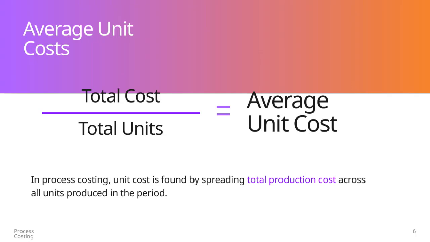Now, let's talk about how we calculate the average unit cost in process costing. The key idea here is that we take the total production cost for a period and spread it evenly across all the units produced during that time. This means we are dividing the total cost by the total units to find the average cost per unit. It's a straightforward method because it assumes every unit costs the same to produce, which makes sense when products go through a continuous, uniform process. So, by using this approach, we get a clear picture of the average unit cost, which is essential for pricing, budgeting, and cost control.